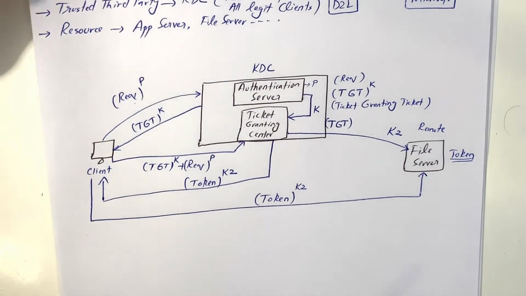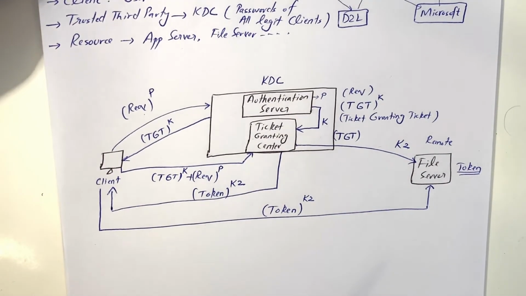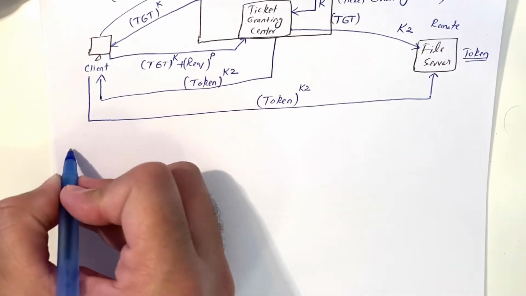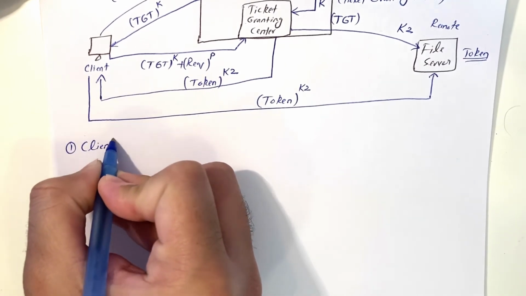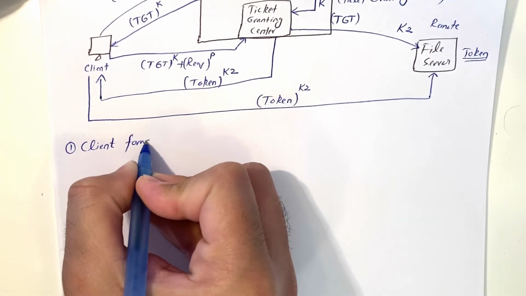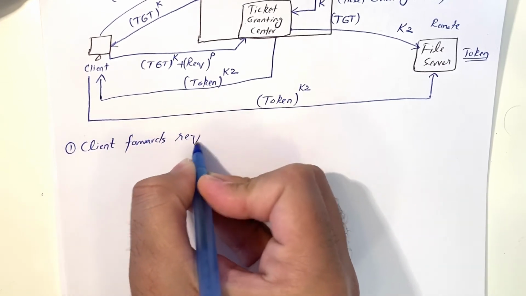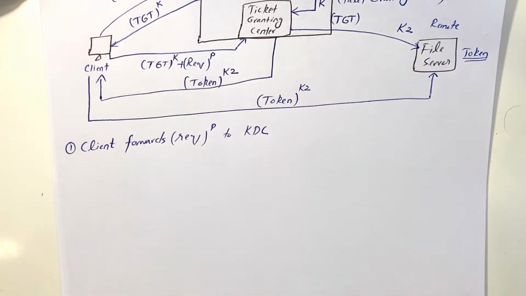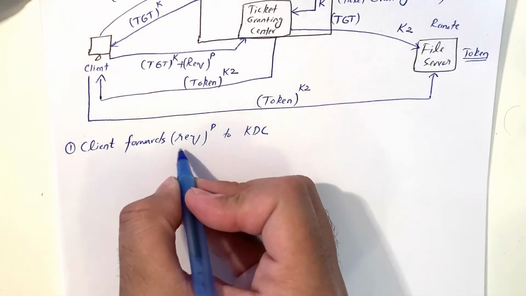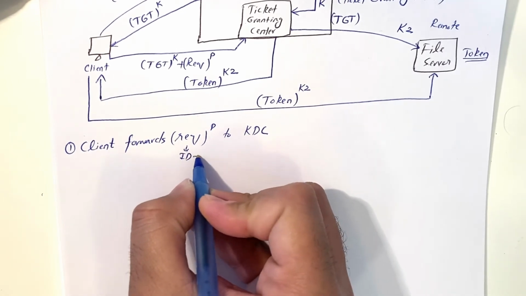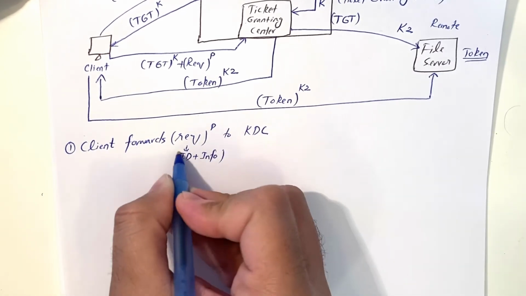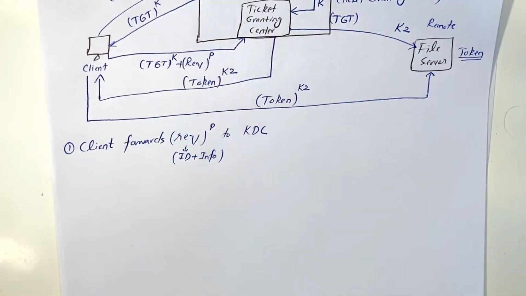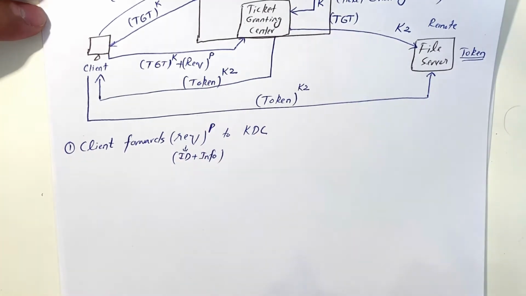Let me quickly write down a few steps so you can actually remember the things. The first step, as you know, the client will forward the request to KDC. Client forwards a request, which is encrypted with the password, to KDC. Like, I want to access, for example, this particular thing. And this request has the client ID plus the info of the requested thing. Like, the client request will have: my name is this, and I want to access that. And it is fully encrypted with the password.